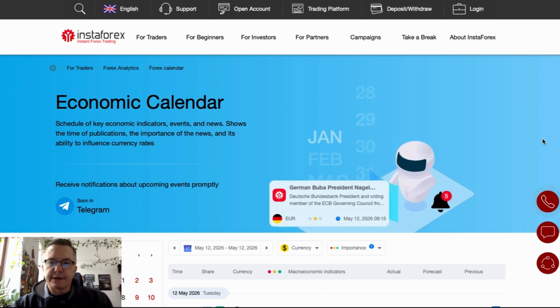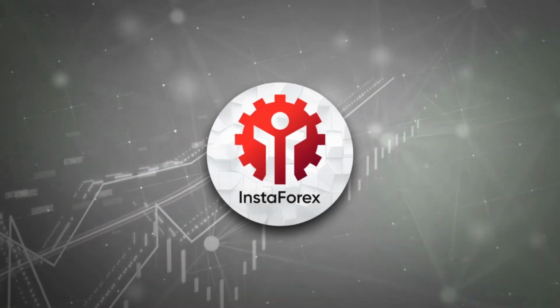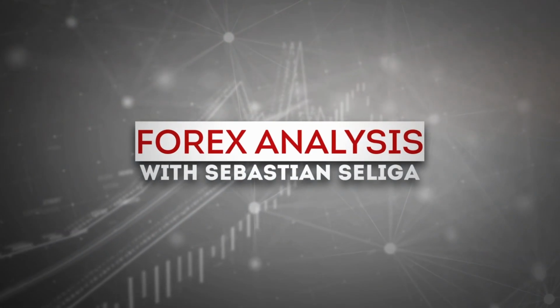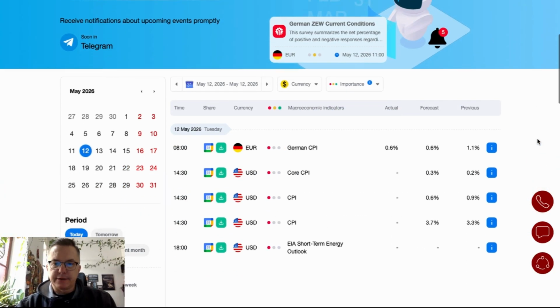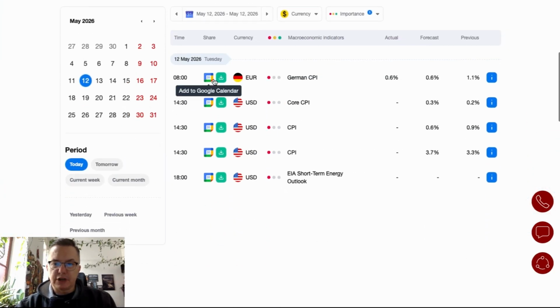Today is Tuesday, May 12, 2026. Let's take a look at what we have on the economic calendar for today. As you can see, we get only the very important data releases. German CPI in line with the expectations of 0.6%, down from 1.1%, so inflationary pressure from consumers is going lower.